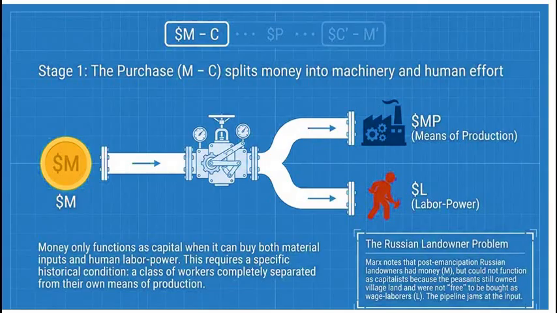First up, they buy the means of production, symbolized here by MP. We're talking machinery, raw cotton, factory space. Second, they buy labor power, symbolized by L. This is the actual human effort required to run those machines. And both of these are bought simply as commodities at their standard market value.